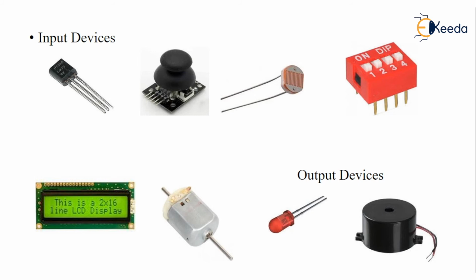Each has its own application. The LCD displays the data that has been executed. The motor is used in automation. The LED displays or indicates something, whether it is high or low. The buzzer is also for audible indication. The LED is for visible indication, whereas the buzzer is used for audible indication.